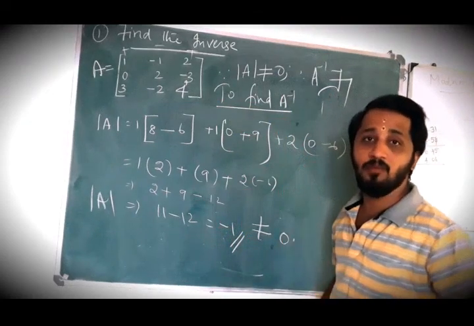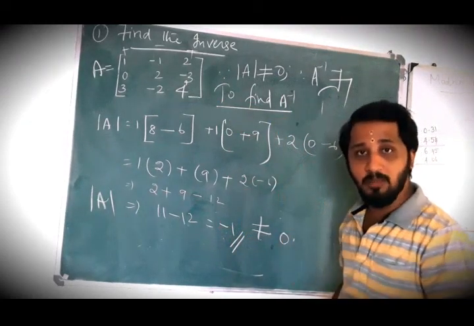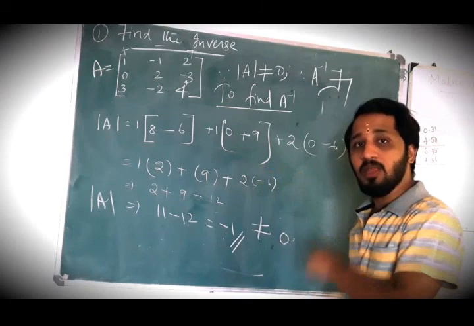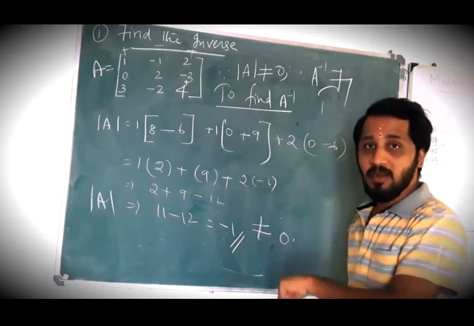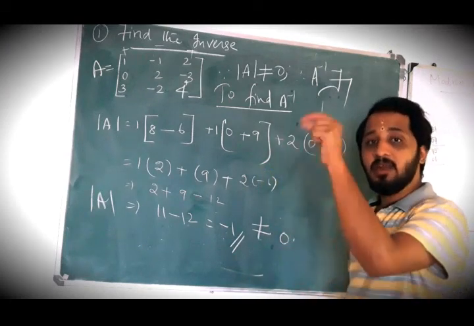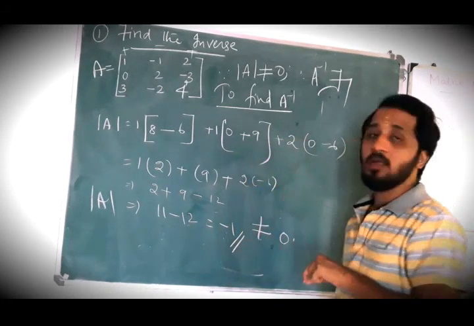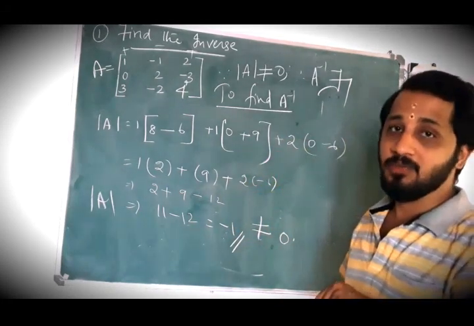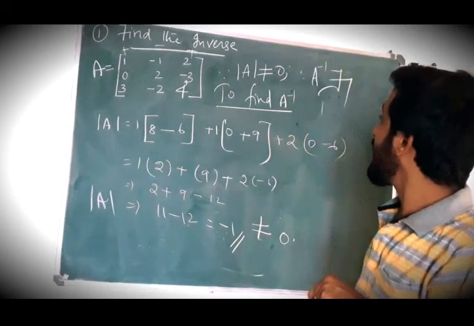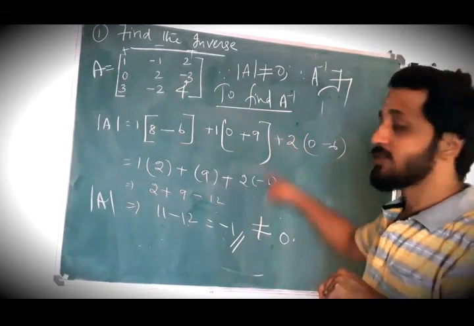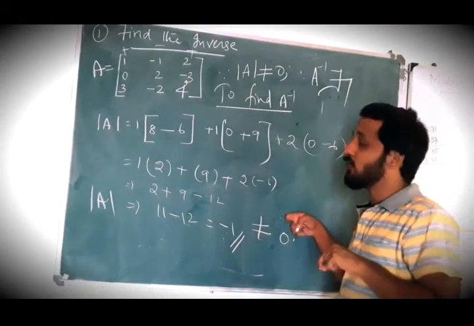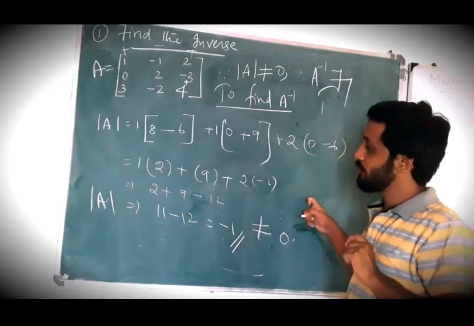M11, M12, M13, M21, M22, M23, M31, M32, M33. That is minor. Cofactor matrix you have to find out. Then the transpose of the cofactor matrix is nothing but adjoint A. Apply the formula, and you can find the inverse of the given matrix. Is it clear? So to find A inverse, just go through this. We'll find minor and cofactor.